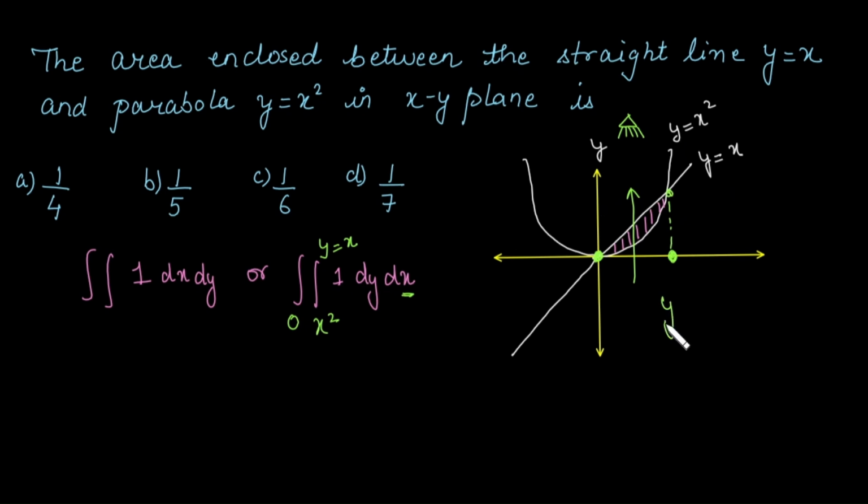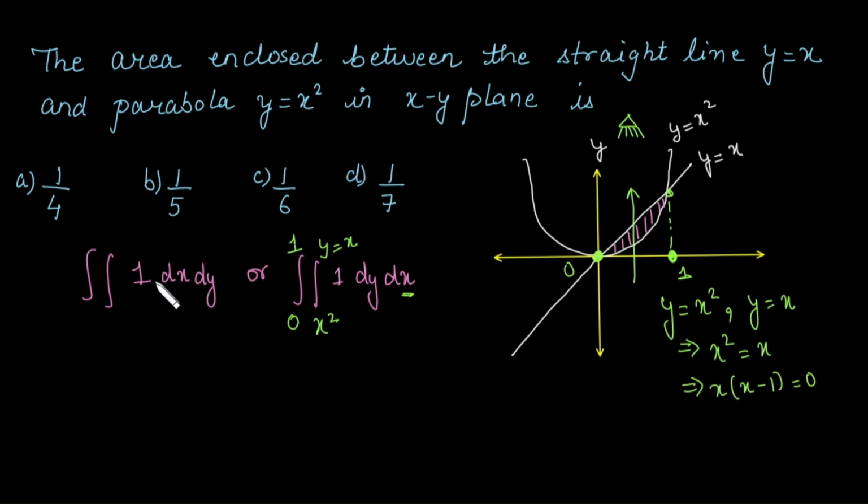How do we find the intersecting points? y is equal to x square, y is equal to x. So what comes from here? This implies x square is equal to x. This implies x into x minus 1 is equal to 0. One root is 0, another is 1. So the minimum value of x is 0 and the maximum value of x is 1. So that is the upper limit.